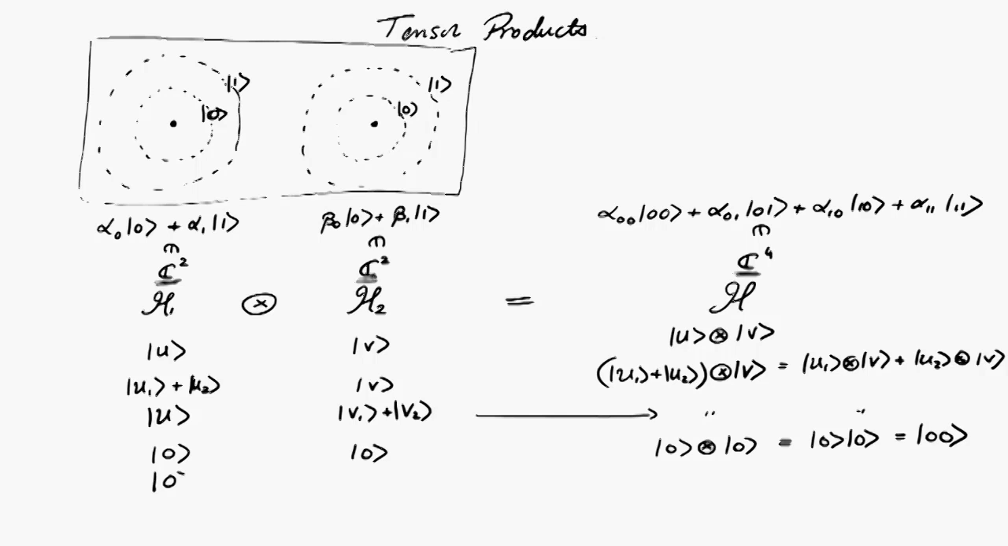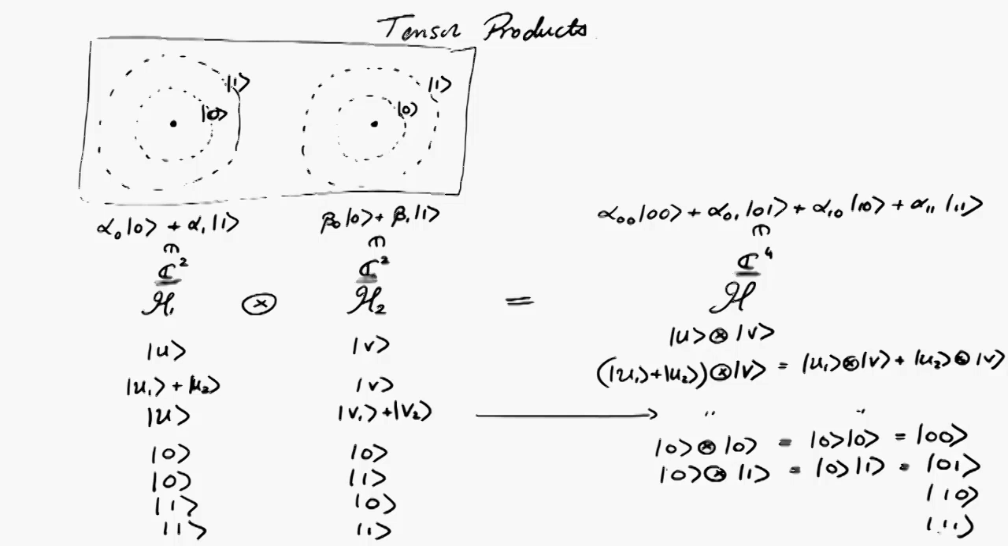And similarly, if it's 0, 1, the corresponding entry here is 0 tensor 1. Okay, this is just notation. This is just saying we are too lazy to write this out, and we'll call it that. We'll identify it with that. And similarly, 1, 0, 1, 1. You can fill in the rest.